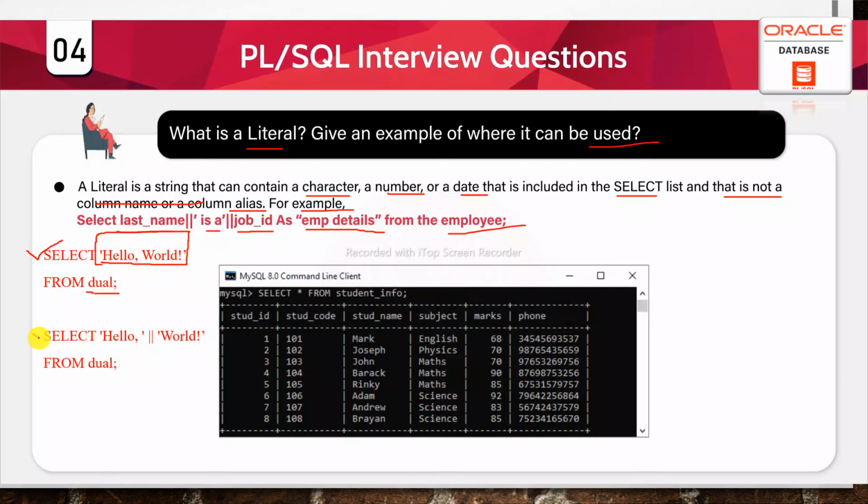Next, again, we are concatenating two strings. So here, this 'hello' is a single string. It is concatenated with 'world'. Again, the output will be hello world. So these are basically literals. These are the examples of the literal. You can concatenate and print the desired string of your table.